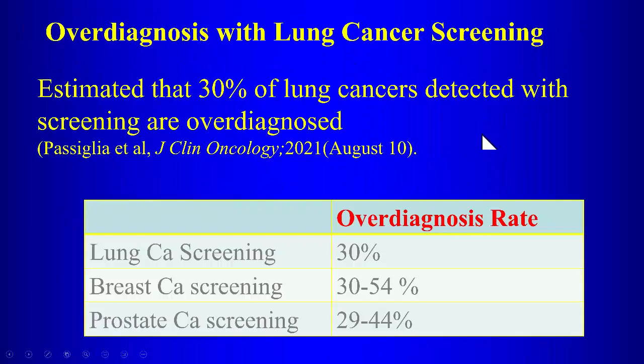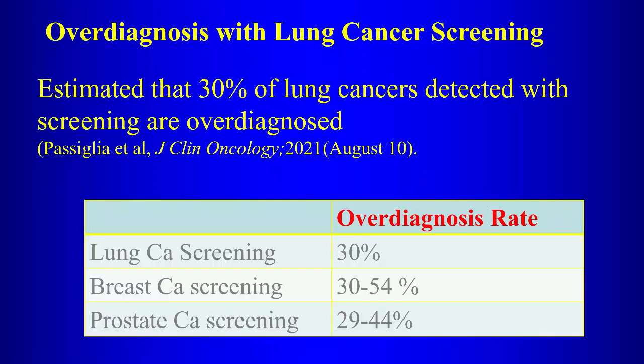Now, we talked about overdiagnosis, and there are some estimates as to what the rate of overdiagnosis is for lung cancer screening. It's estimated that 30% of the lung cancers detected with screening are overdiagnosed. In other words, 30% of those cancers that are detected are not going to affect the lifespan of that patient.